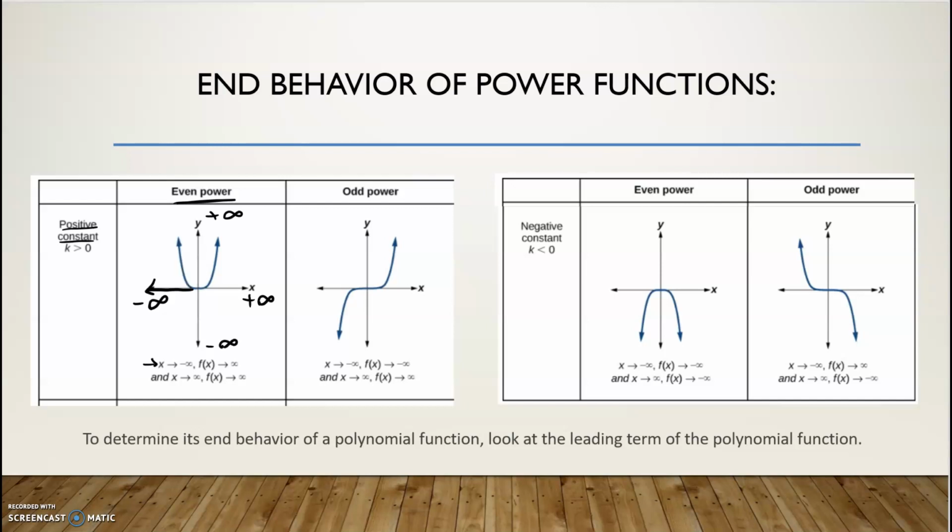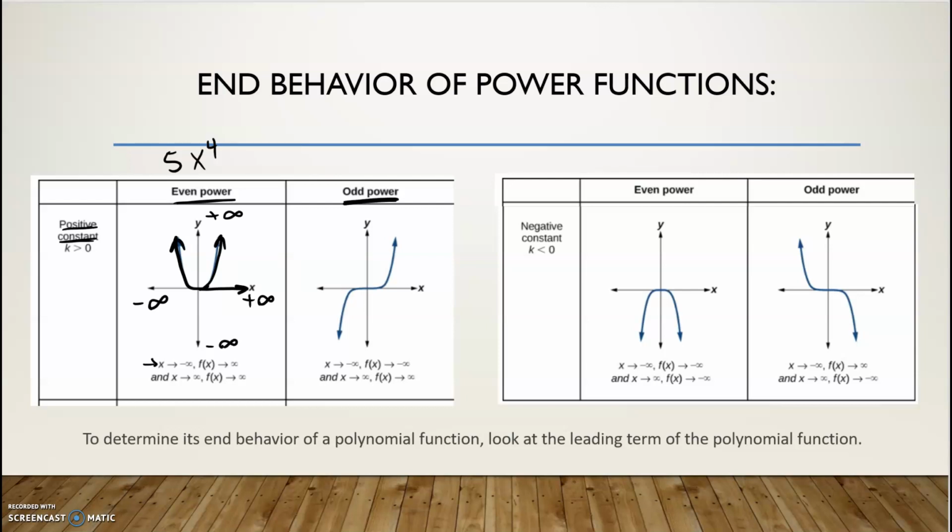Okay, so as x goes to positive infinity, well then what's your graph doing? It's going to positive infinity as well. So if you have those two, an even power, so say 4, and a positive constant, so say 5, then the ends of your function will both be going straight up to positive infinity for f of x.